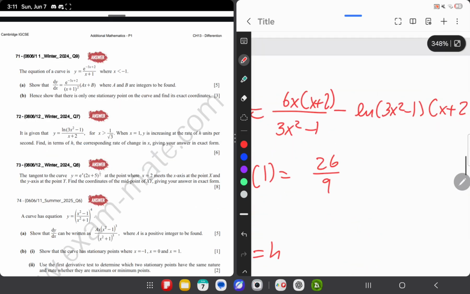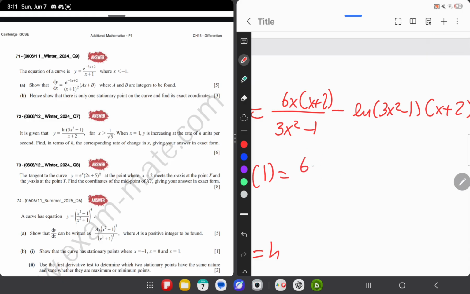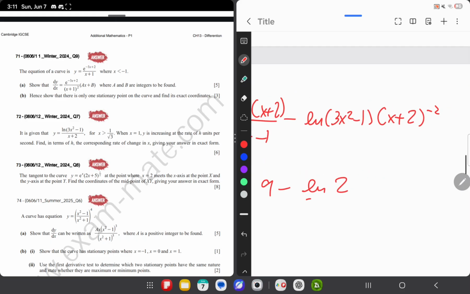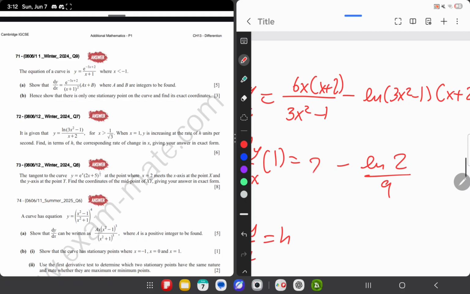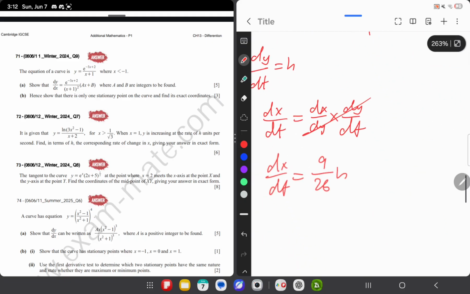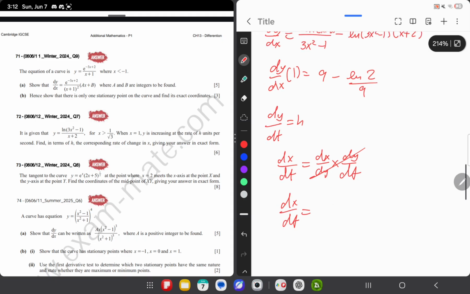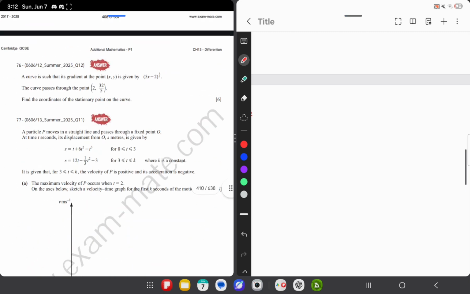Boom. Evaluating this at 1, we get 6 times 3 over 3 minus 1, which is 2. So this is 3 times 3, this is 9, minus natural log of 2. Natural log of 2 over 9. So this is 27, and this is this. So what do you get? We get a good value: 9 minus natural log of 2 over 9 each. Nice.